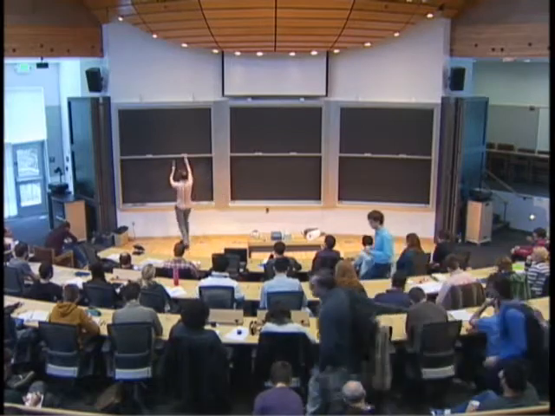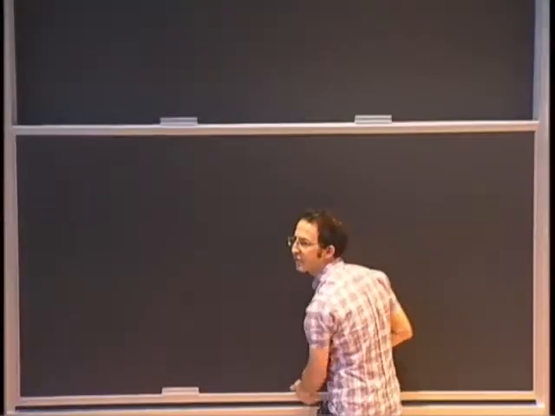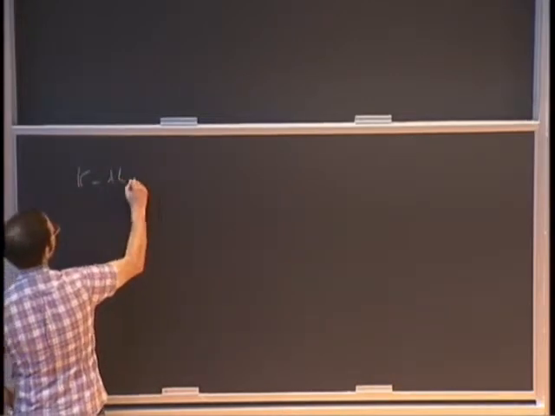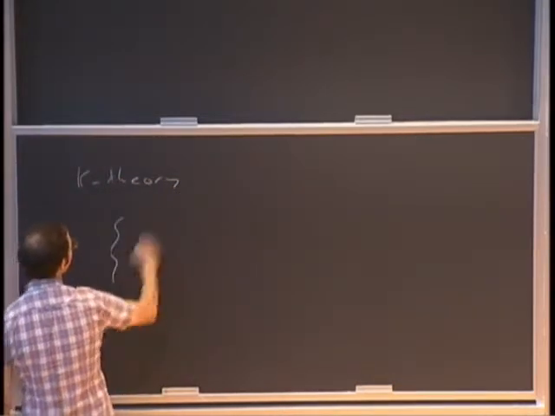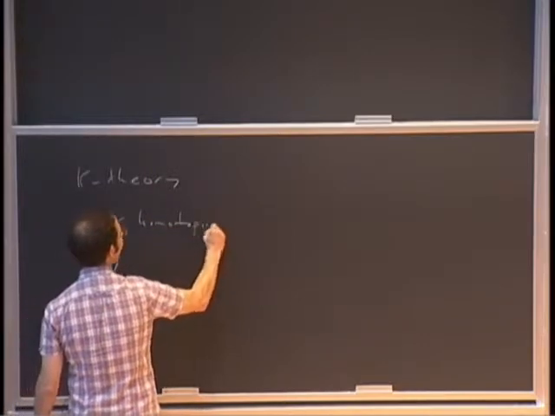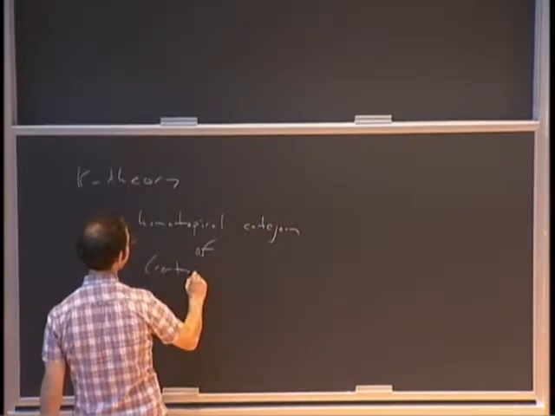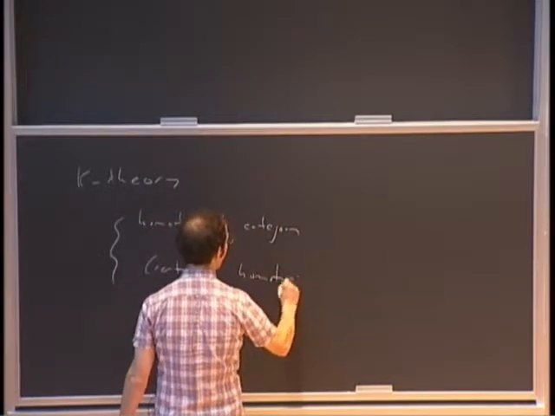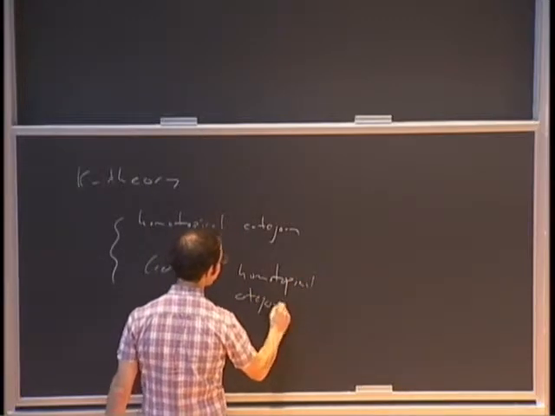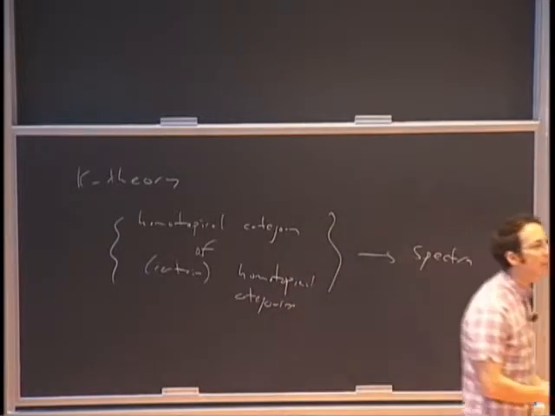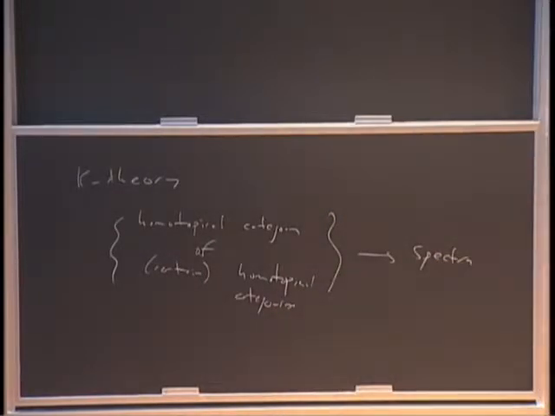So what I want to do is give an overview and a sort of historical narrative about the ideas that go into recent work on looking at a view of algebraic K-theory as a functor from some kind of homotopical category of certain homotopical categories to spectra.